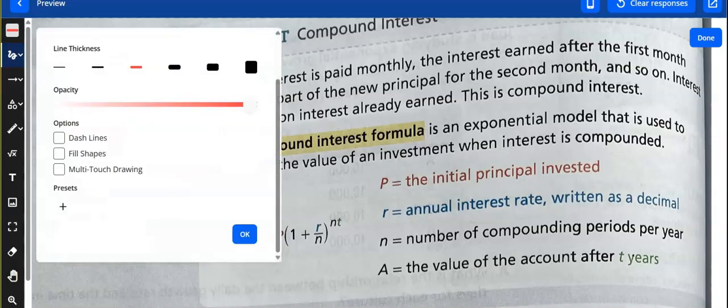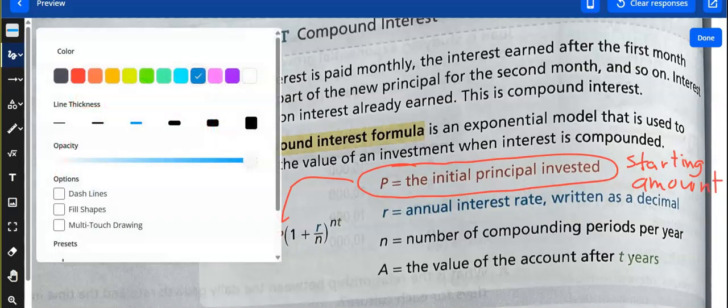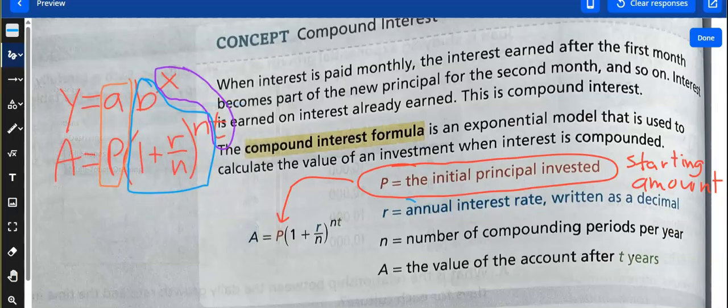Well, P is the principal amount invested. That's how much you started with, right? Just like A, that's the starting amount. R is the interest rate. Now, look what it says there, written as a decimal.